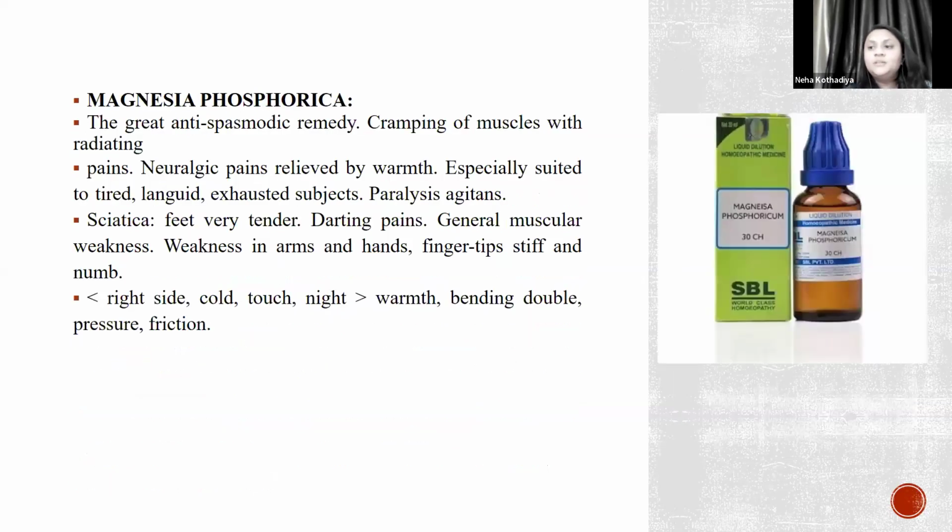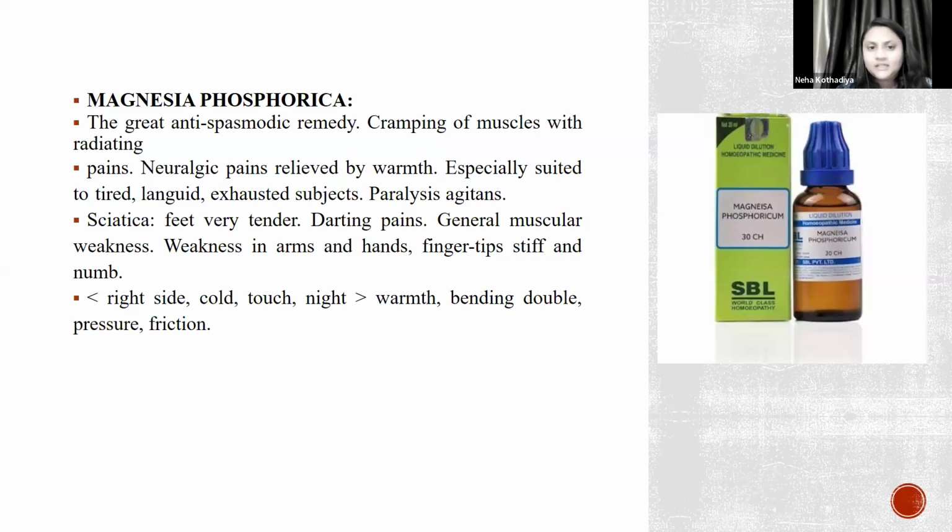Now, the important medicine, Magnesia phosphorica, the great antispasmodic remedy. We all know magnesium phos is a very fine medicine to prescribe in colicky pain, in sciatica, and in dysmenorrhea also. Twitching of the muscle with radiating pain, neuralgic pain relieved by warmth, specially suited to the tired, languid, exhausted subject, paralysis agitans, sciatica.